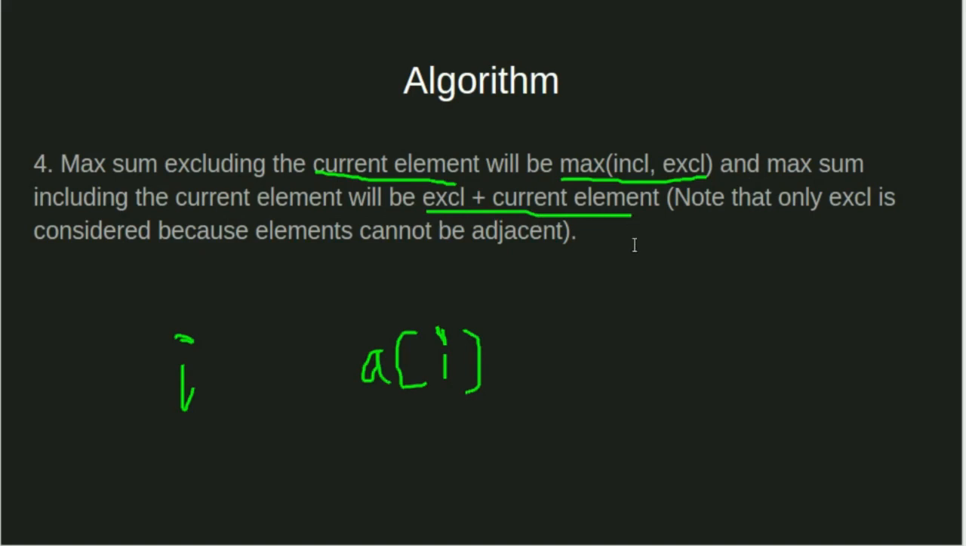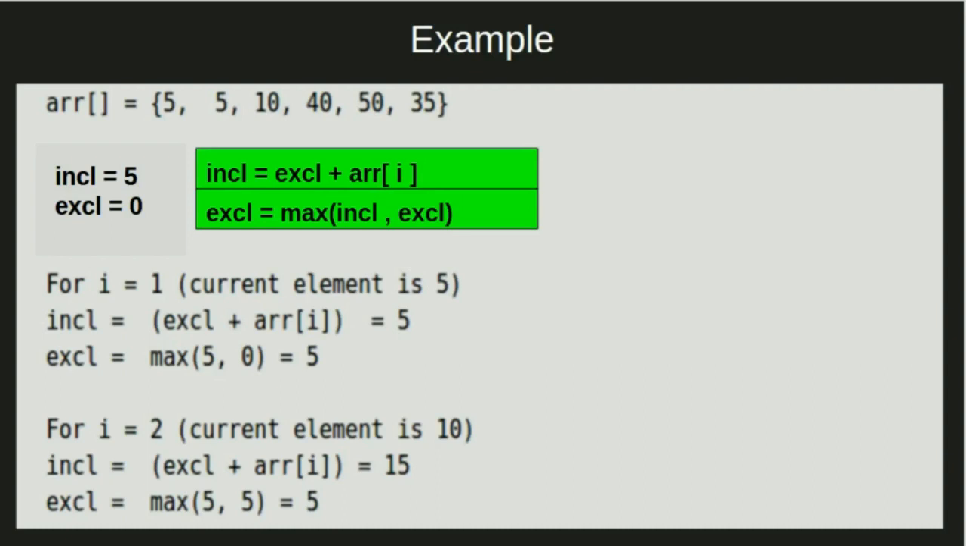This step is a little confusing, so I will give you an example to make it clearer. Let's look at this example. An array is given. We set include equal to the first element of the array and exclude equal to 0. As our algorithm says, we are traversing through the array using a for loop. Wait a second, the values of include and exclude are changing at every step. Yes, we are changing the values using these two formulas. For now, just assume that those formulas are correct. I'll explain where they came from in the next slide. What this says is, we take exclude and add the current element to it, and exclude will be equal to the maximum of include and exclude.